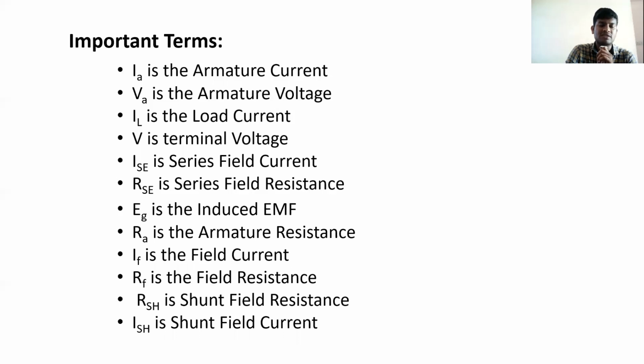RF: R for resistor, F for field resistance. Here RSH, SH means shunt field resistance. ISH is the shunt field current. These are some important terms, just terms for identifying and denoting the currents in the circuit.